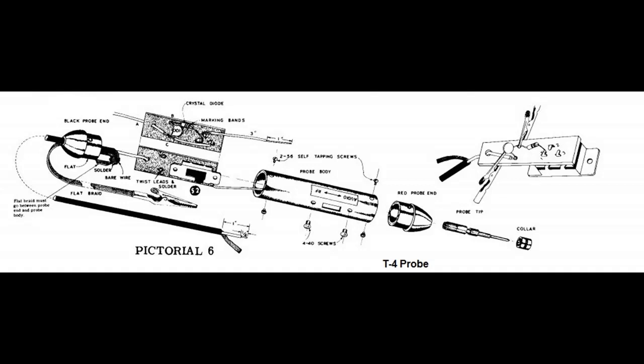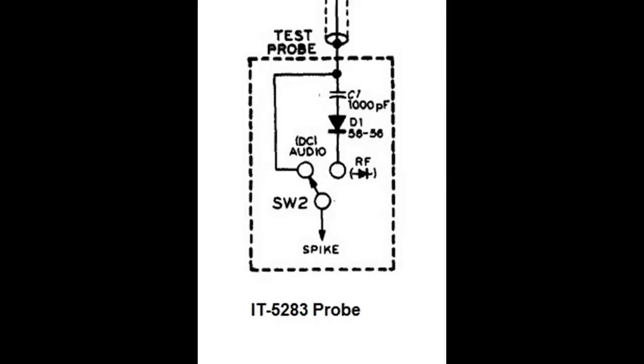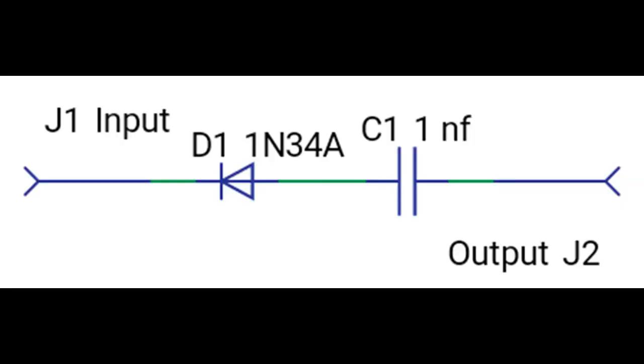So I started looking around. Of course, everybody's familiar with this diagram here. This shows an exploded view of the old Heathkit. This was the one with the T4. And really, they kept using the same thing. It's the same basic circuit here in the 5283. And all it is for RF demodulation is this. They use a germanium diode and a 1 nanofarad capacitor.